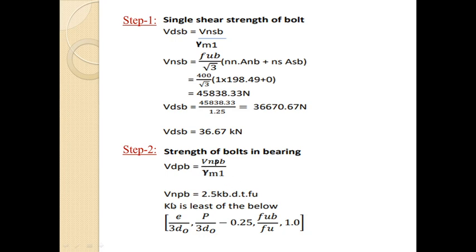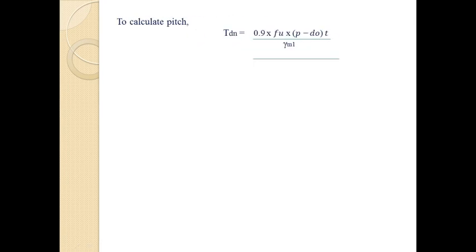Now step number 2 is strength of bolts in bearing, that is Vdpb is equal to Vnpb upon gamma m1, where Vnpb is equal to 2.5 kb into d into t into fu, where kb is the least of e upon 3 d0, p upon 3 d0 minus 0.25, or fub upon fu, or 1. So firstly we find out the value of kb. We must assume or calculate the edge distance and pitch distances. Now the edge distance we are assuming is 1.5 d0, or 1.7 d0 for machine flame cut or hand flame cut.